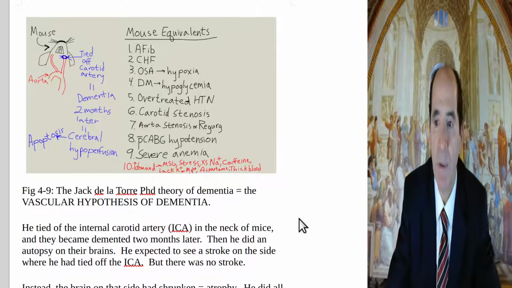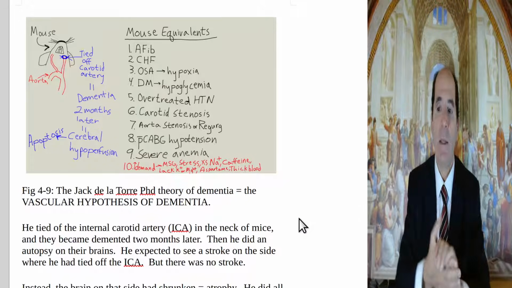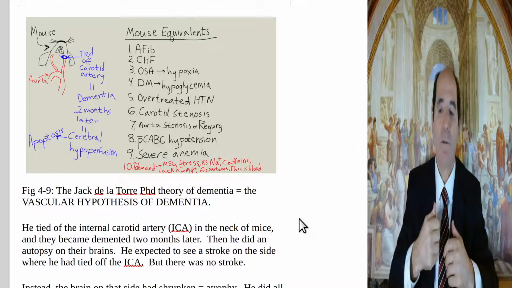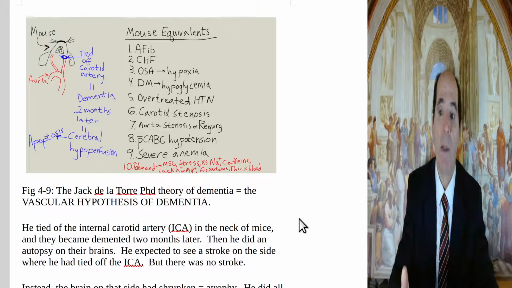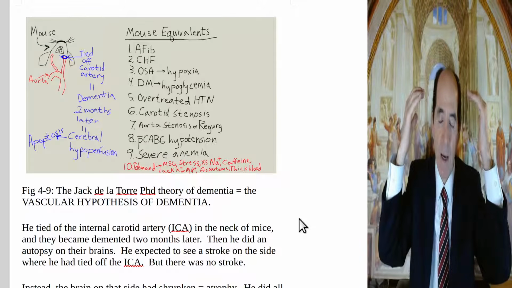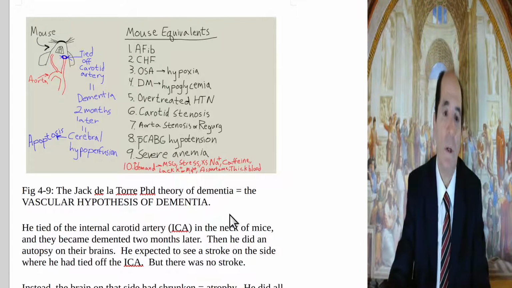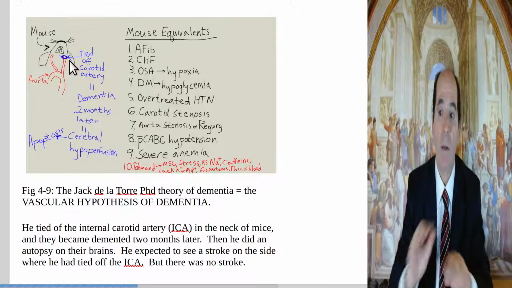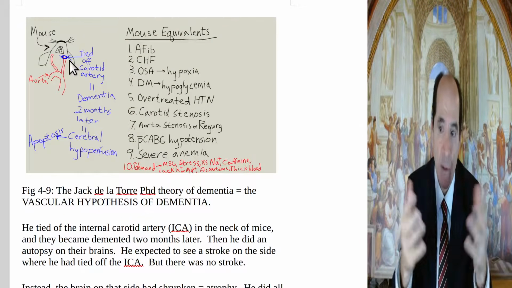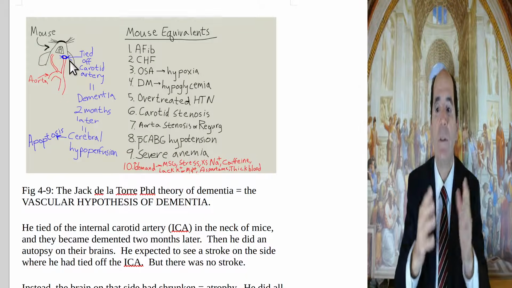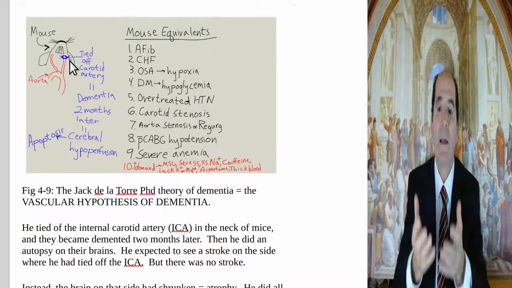Jack de la Torre was a PhD guy from Texas, and he tied off the internal carotid artery in a mouse, and once he did that, middle-aged and older mice, 2 months later, would be demented. He first did an autopsy on the mouse, and he expected to see a big stroke where he tied off the carotid artery on the same side of the brain, but there was no stroke. The brain had simply shrunken, retracted. It was atrophic. And the reason is chronic underperfusion, a chronic lack of blood supply.